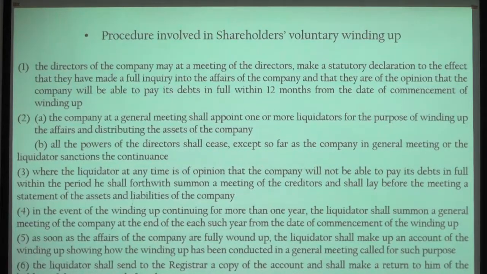Firstly, the directors of the company may, at a meeting of the directors, upon the request of the shareholders, make a statutory declaration to the effect that they have made a full inquiry into the affairs of the company, and that they are of the opinion that the company will be able to pay its debts in full within 12 months from the date of commencement of winding up.